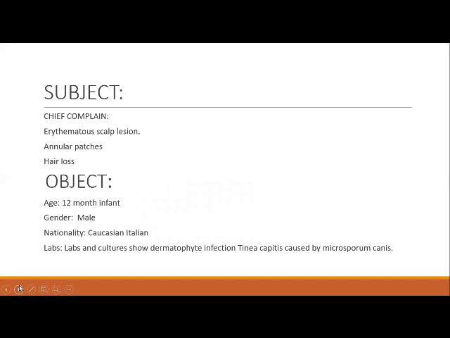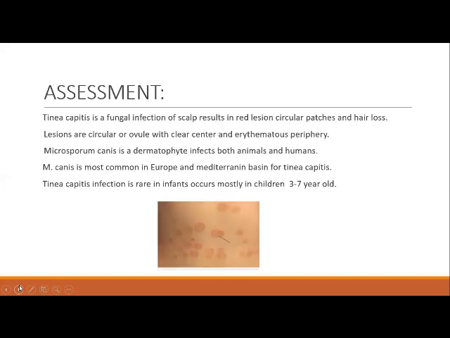Subjective. The chief complaint is of erythematous scalp lesion, annular patches with hair loss. Objective. He is a 12-month-old infant, male, Caucasian, Italian, and the labs and the cultures have shown a dermatophyte infection caused by Microsporum species. It's a tinea capitis infection.